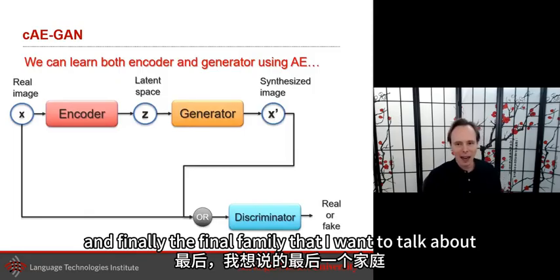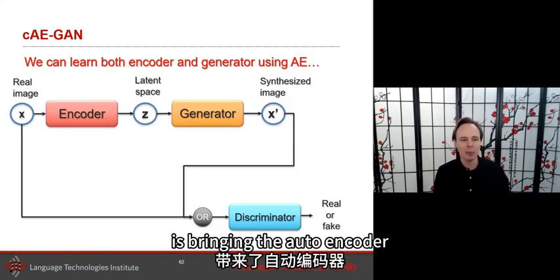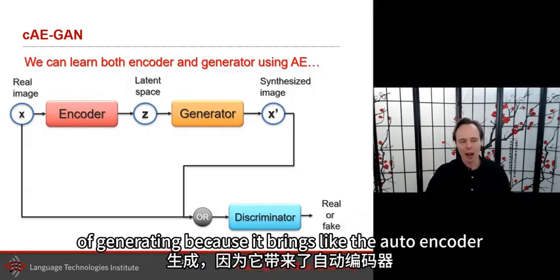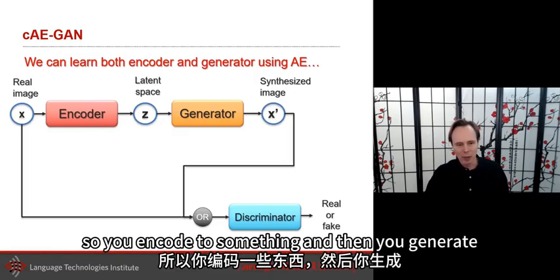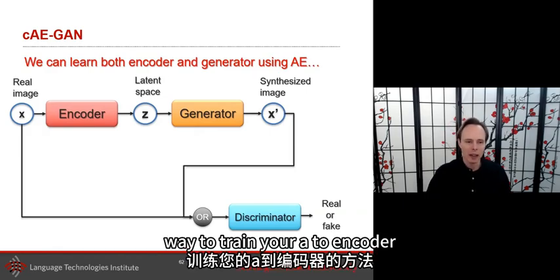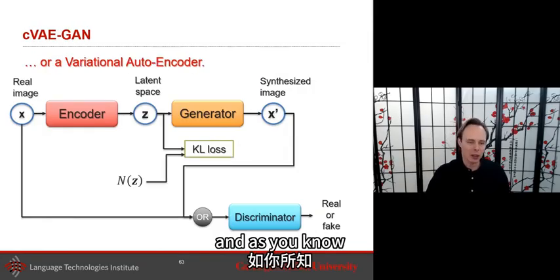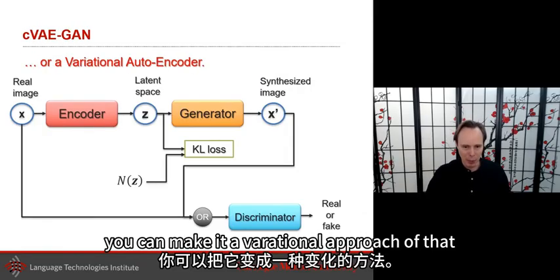And finally, the final family that I want to talk about is bringing in the autoencoder. It's another way of generating, because you encode to something and then you generate. So it's a way to train your autoencoder. And as you know, you can make it a variational approach of that.